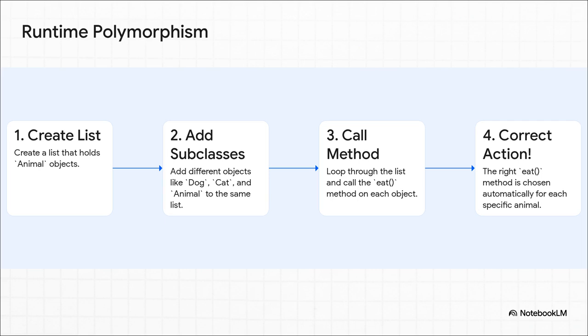So check this out. Imagine you create a list that's built to hold animal objects. You can throw a dog into that list, a cat, any other kind of animal subclass. They can all live together. Then you can just loop through the list and tell each one animal.eat. You don't have to check if it's a dog or a cat. The system automatically calls the correct, specific eat method for each one. That's runtime polymorphism, and it's incredibly clean.